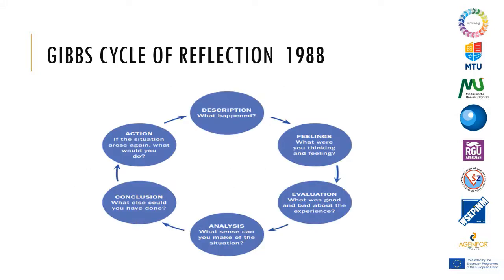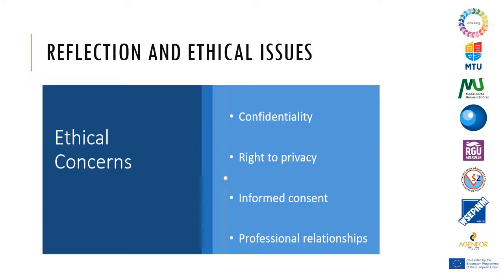The Gibbs cycle of reflection is one of the most popular to help start reflective practice. Take some time and reflect on any incident or scenario where humanistic care was observed or not observed, and apply it to the cycle. There are some ethical issues and concerns when we reflect, especially with others. We need to be aware of confidentiality, right to privacy, informed consent, and professional relationships.